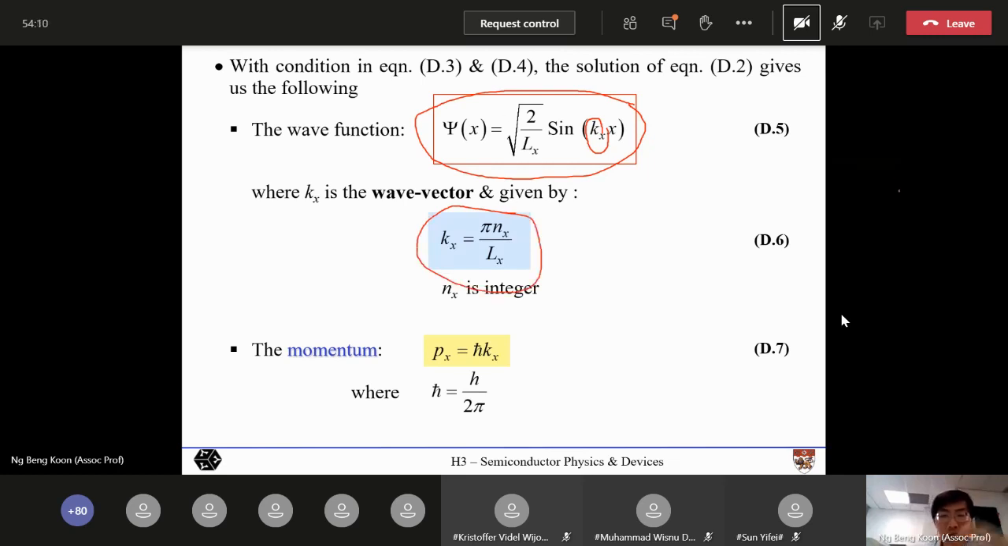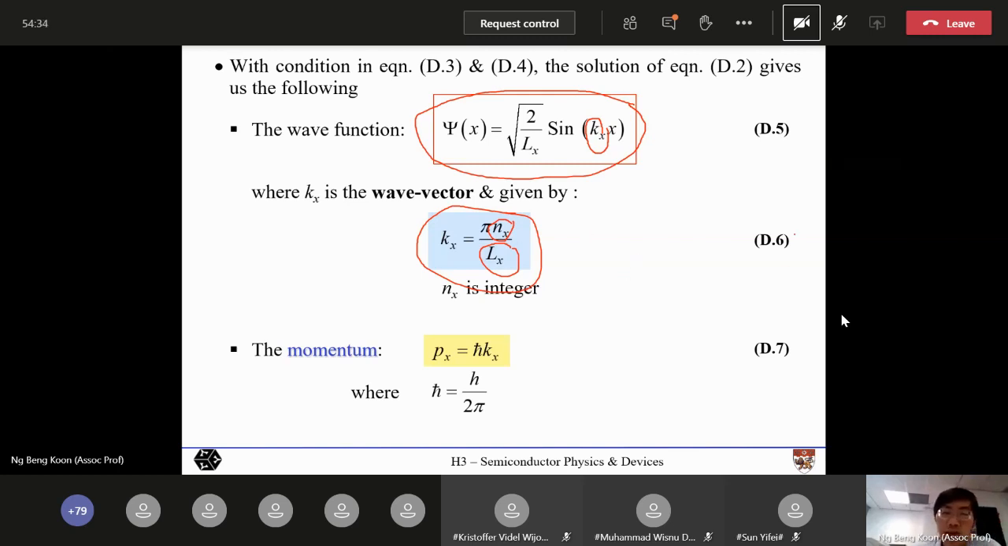This comes from solving the Schrödinger equation. Once you solve it, these are the solutions that you will get. The wave vector is given by pi nx over Lx. Remember, Lx is the dimension of the well, and nx here is some integer value. Maybe not positive, it's just an integer value. It can be negative actually.